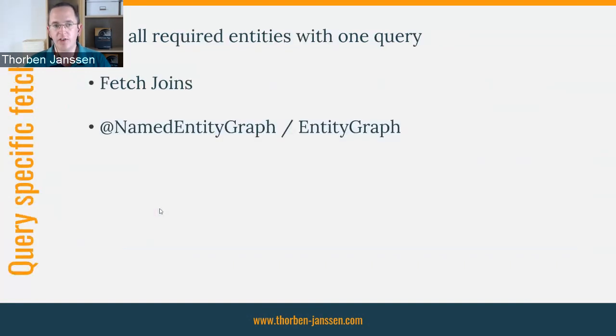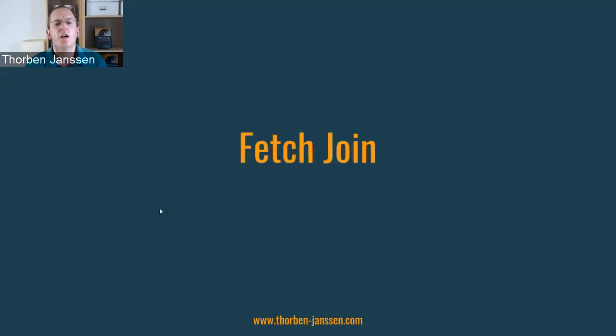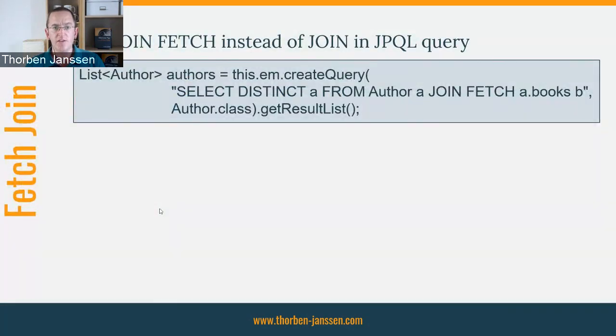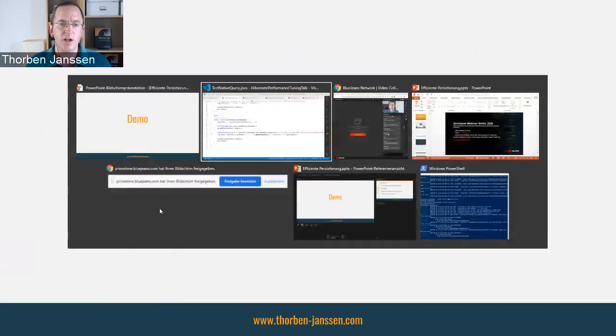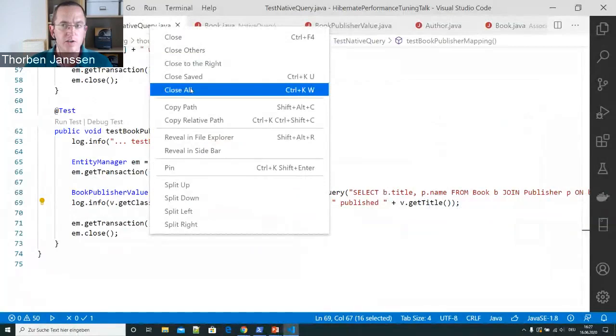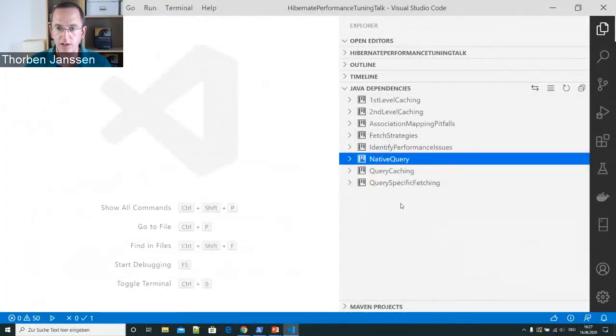And there's a way to fix that. You can either use a fetch join in your query, or you can use named entity graphs or entity graphs defined via your API, and we will take a look at both options now. So the fetch join or join fetch clause is the simplest way to solve this issue. You can see that here the join fetch tells Hibernate in your select statement that it shall fetch the association, and the best way to show that is to go into the IDE and take a look at it.